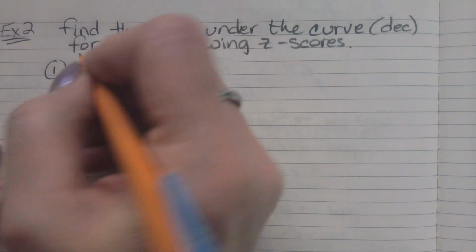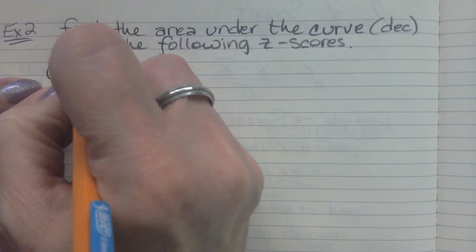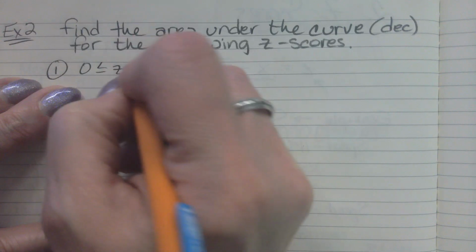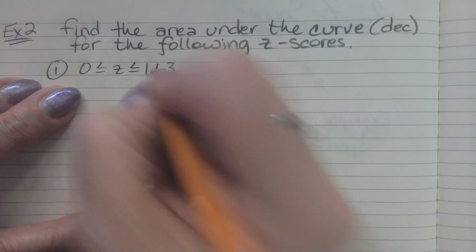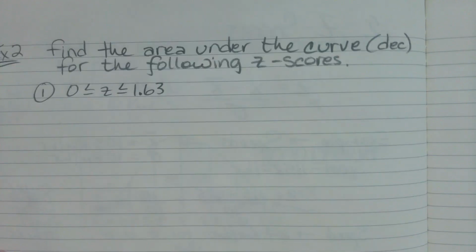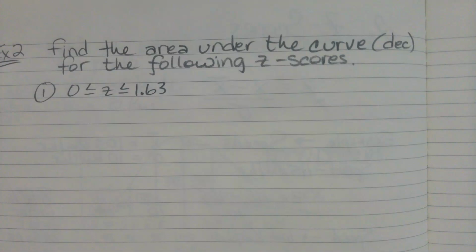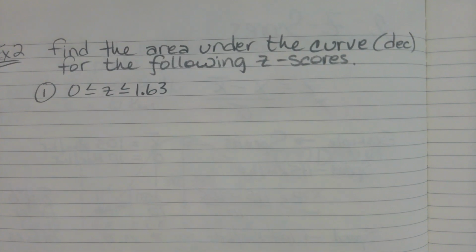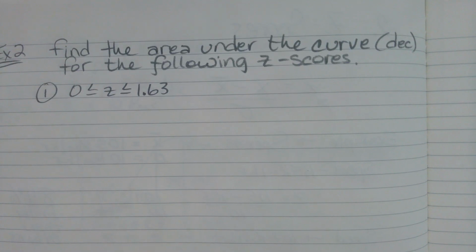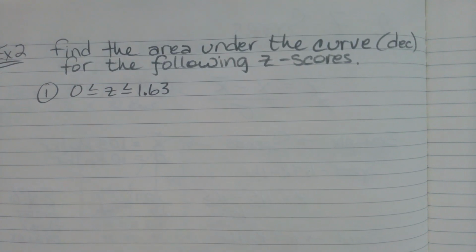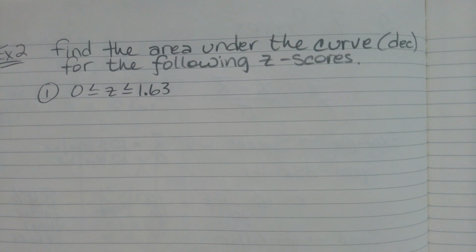So they're telling me, first one, we have to decipher that. So 0 is less than or equal to a Z-score, which is less than or equal to 1.63. Okay, we're done talking. So I always like to draw a little picture to tell me whether I need to be adding, subtracting, that sort of thing.